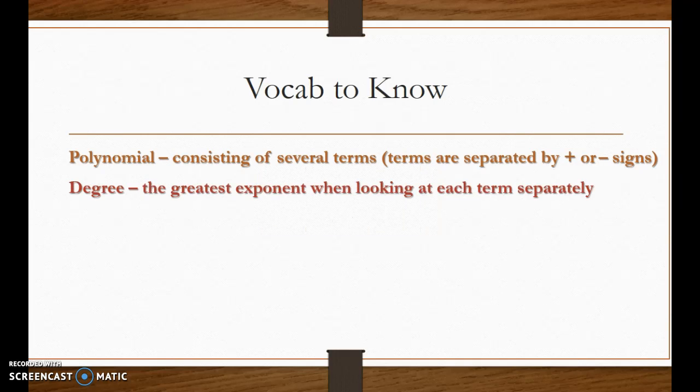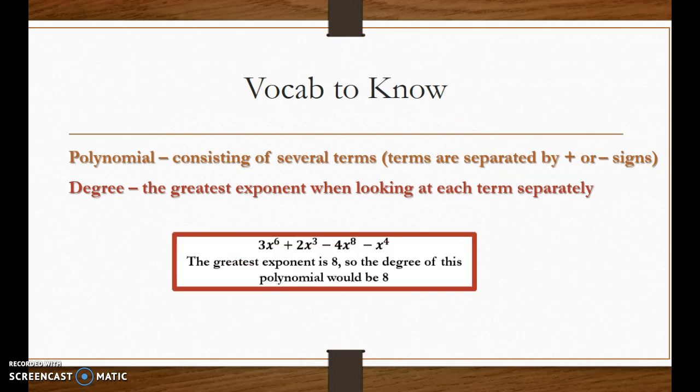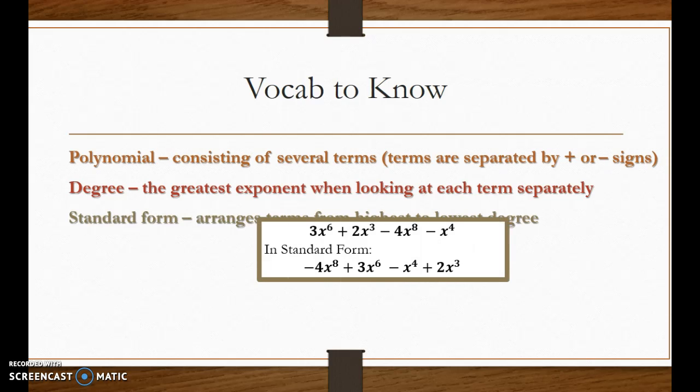Degree, the greatest exponent when looking at each term separately. So we look at this polynomial, the greatest exponent is 8. So the degree of the polynomial would be 8. Standard form, we arrange terms from highest to lowest degree. So the highest degree would be 8, then 6, then 4, then 3. So we look at the exponents and arrange them in order highest to lowest. That's standard form.